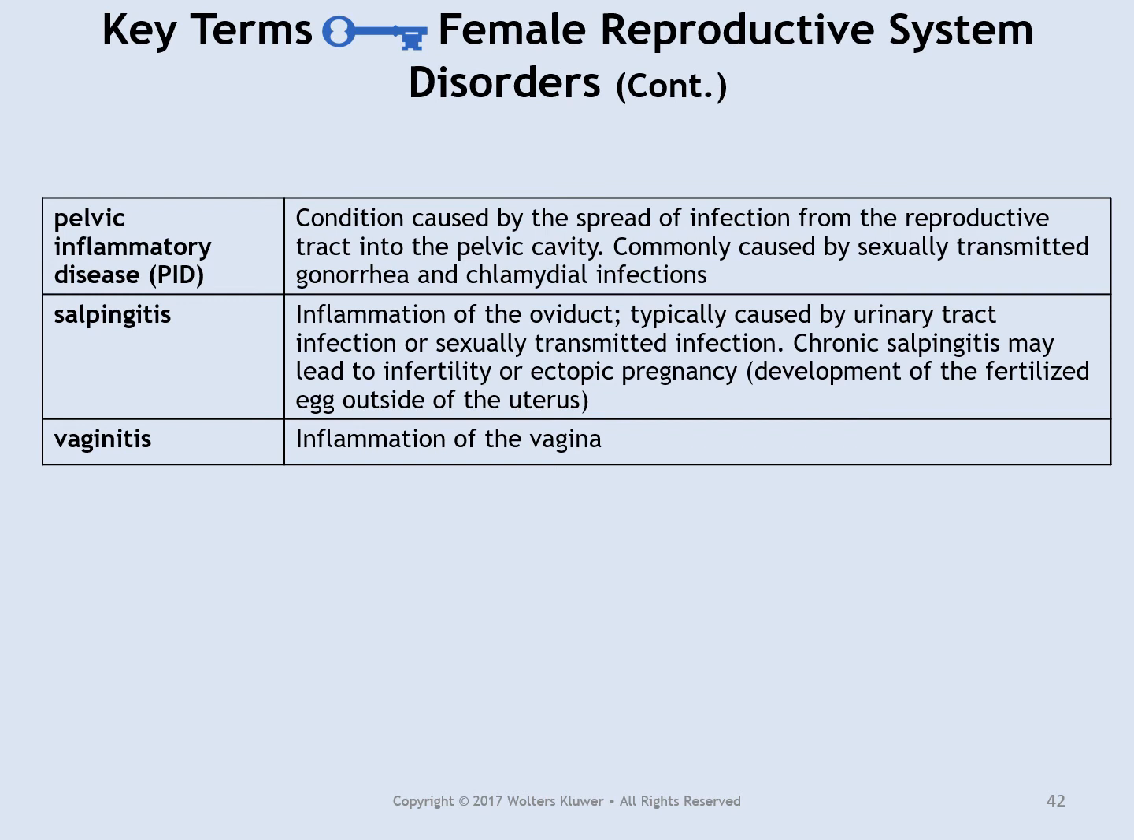Pelvic inflammatory disease, or PID, is when the infection has spread from the reproductive tract into the pelvic cavity. And often there is a link between gonorrhea and chlamydia in these cases. Salpingitis is an inflammation, again, of the oviduct. Anytime you see the salping root, you're talking about the oviduct. And it can lead to ectopic pregnancies if untreated.